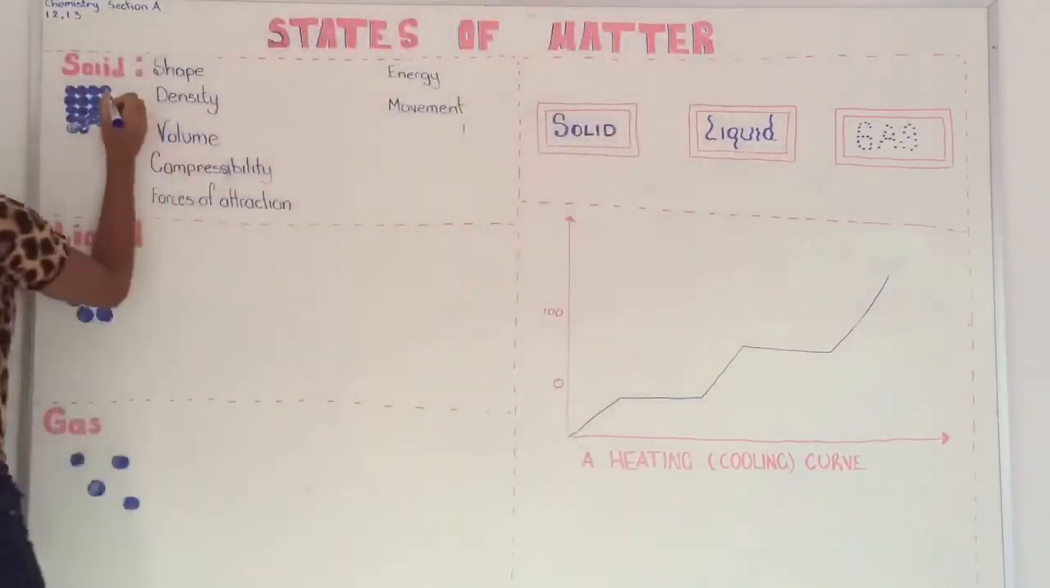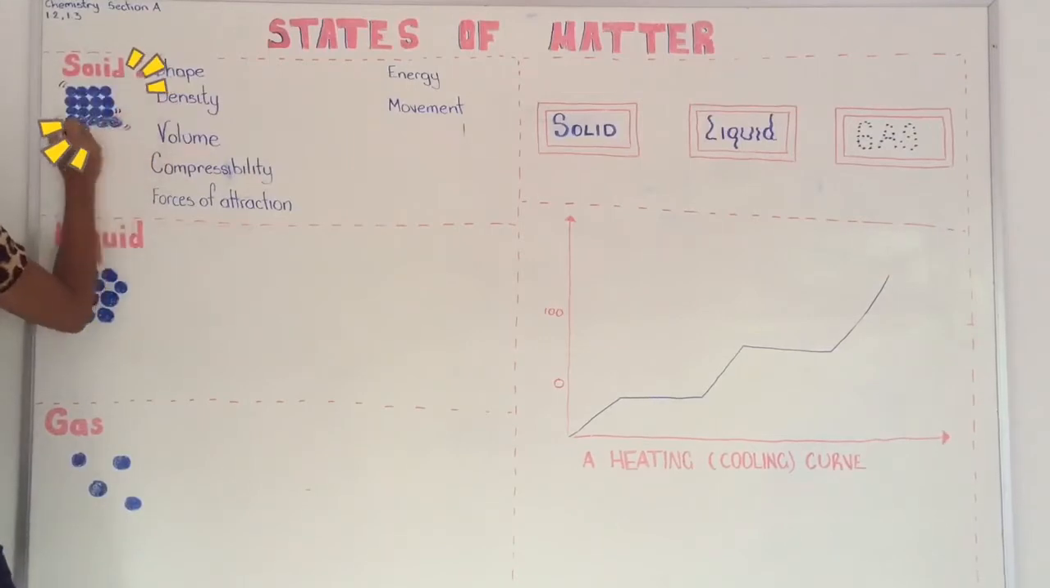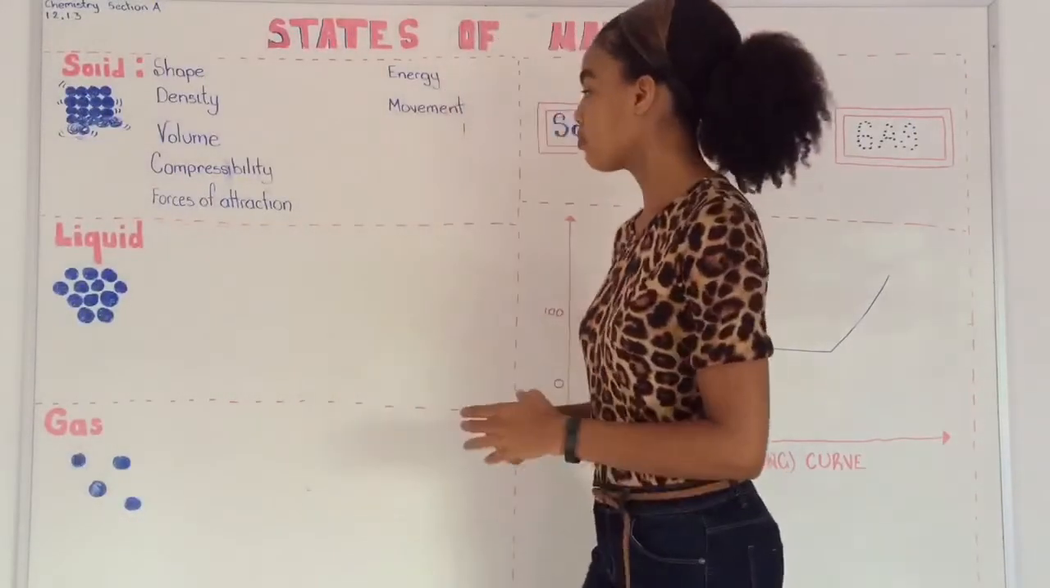So I can draw some little quotations to show that these particles are vibrating. They're not moving to go anywhere because they have little or no space.